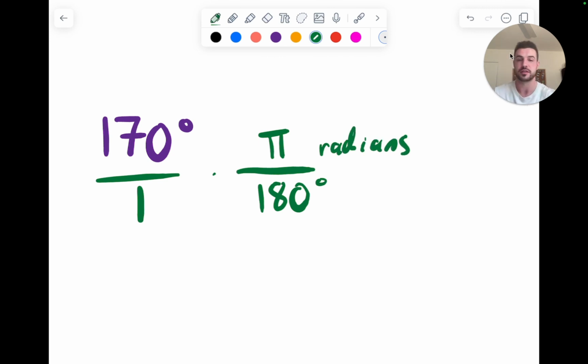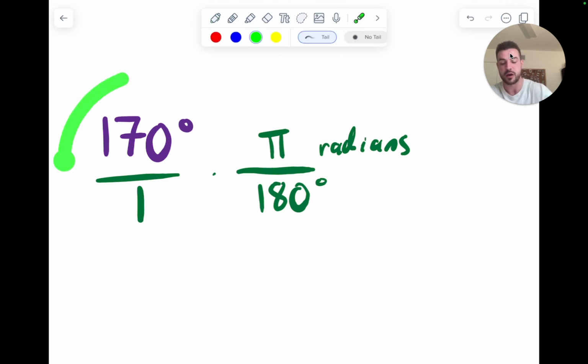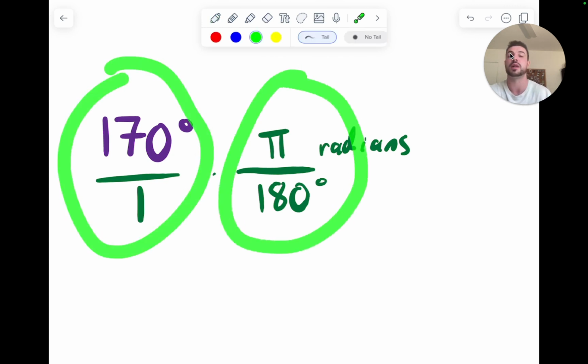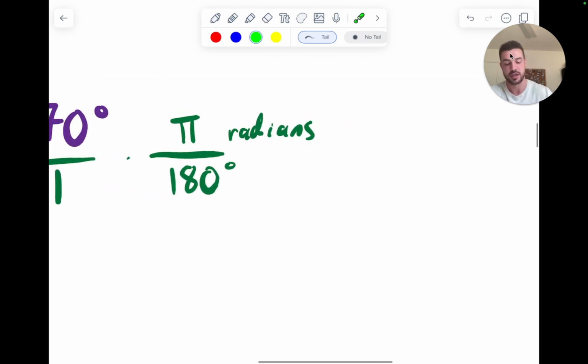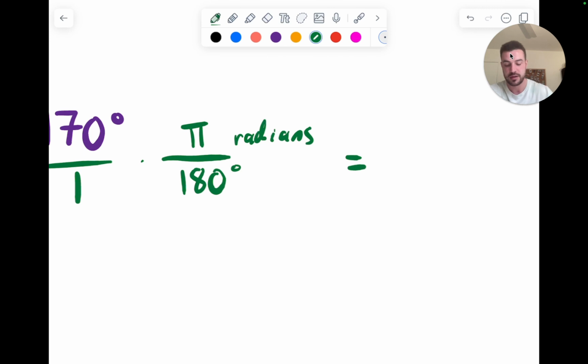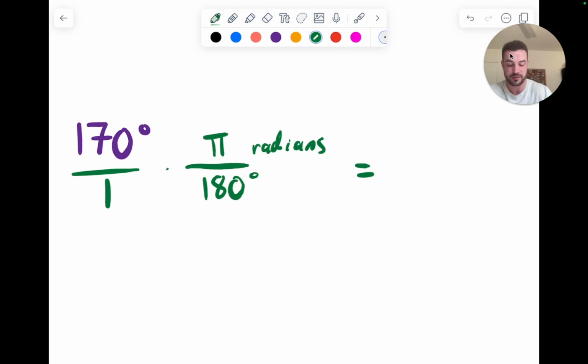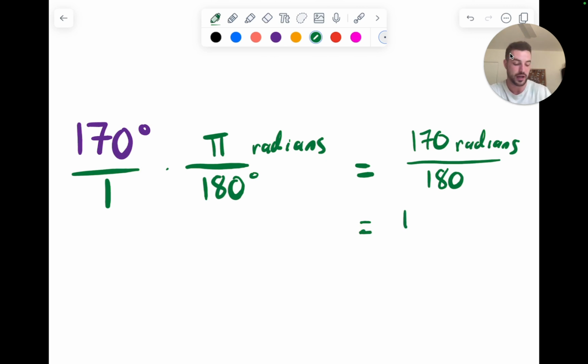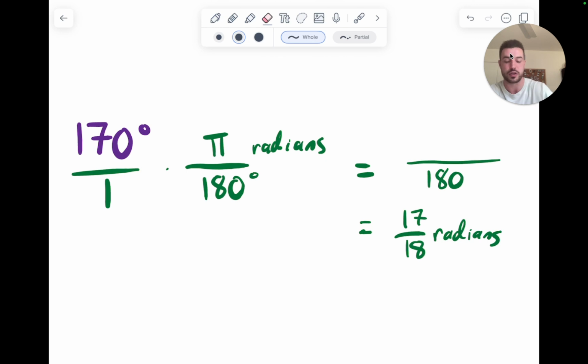Again, these two things are still equal to each other, so this works. We have our original value essentially being multiplied by 1, which means it doesn't really change. Now, when I multiply across, my degrees symbols are going to cancel, and I am going to have 170 radians over 180, and this will simplify to 17 over 18 radians. We can't forget our pi value also. All right, so that's why it's important to write down our units as we go.